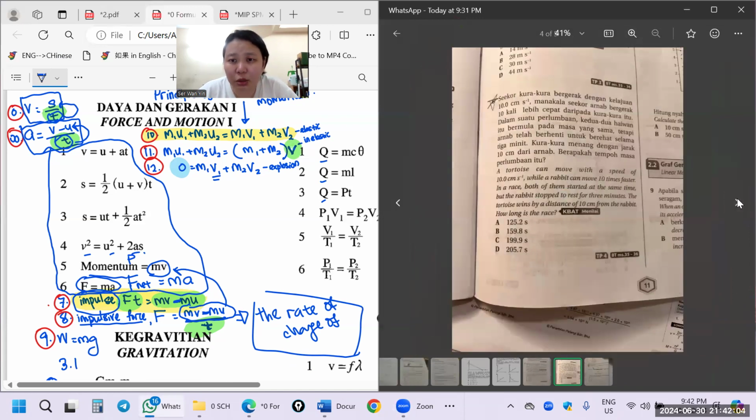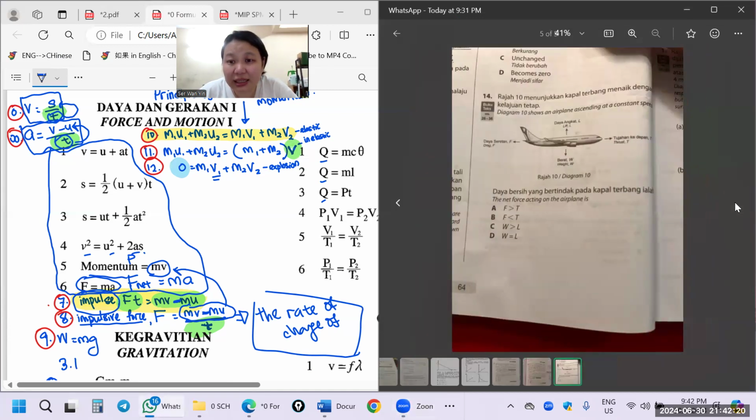Then this one, tortoise. Yeah, this one. This one, Afifa also. Last time I can solve, but this time I cannot solve. Okay, but don't worry, this one will be coming up.